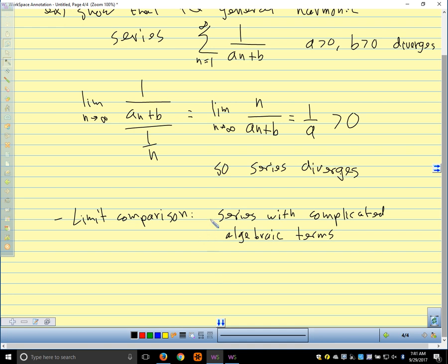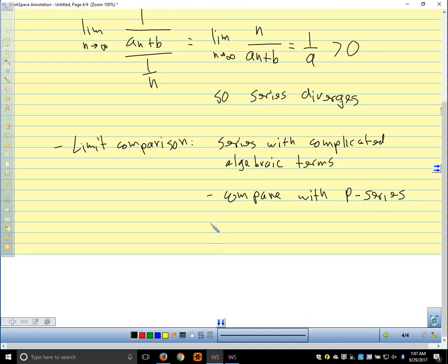And you want to, in this case, compare with a p-series. The p-series that you want to compare with is a p-series that has the same magnitude nth term. In general, that's when the limit comparison test is going to be useful.